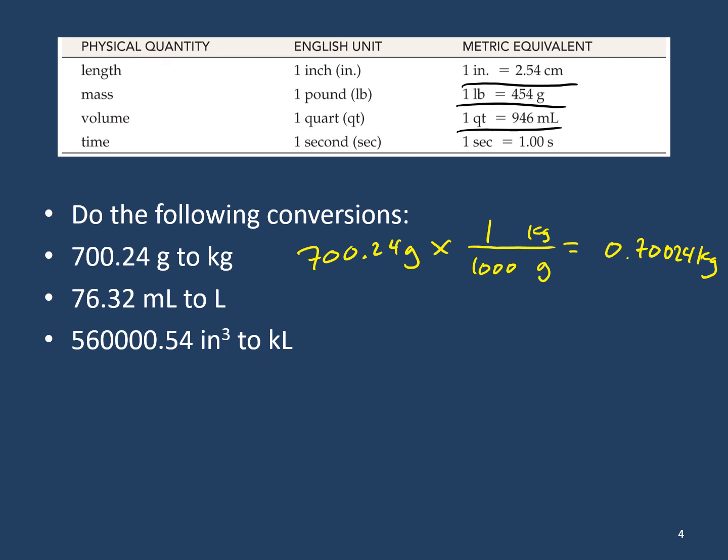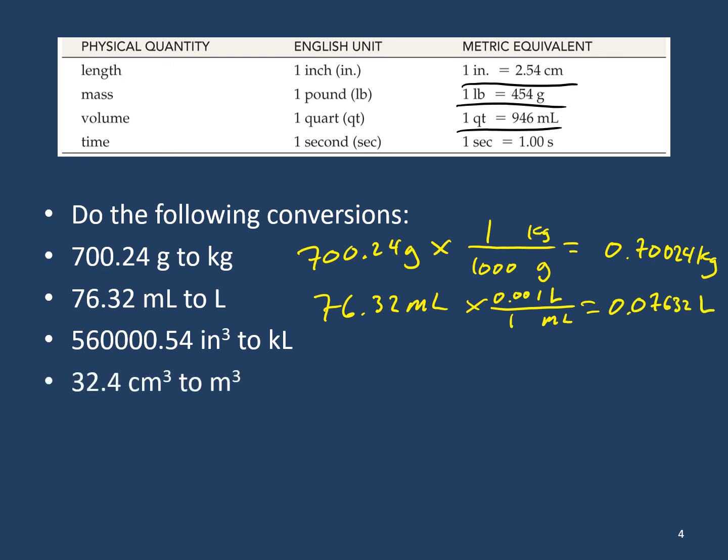If we want to convert milliliters to liters, this is a very important one. This is one we'll be doing a lot in this class. We know that, again, we want milliliters down here in the denominator. We want liters in the numerator. There's a number of ways you could go about this. You could say, hey, 1 milliliter is 0.001 liter, or you could say in 1 liter there are 1,000 milliliters. I really don't care which way you do it. Memorize it one way, go with that way. At the end of the day, this gives me 0.07632 liters.